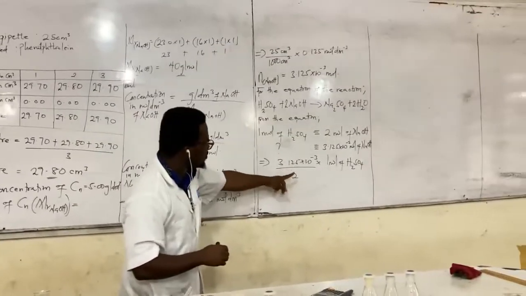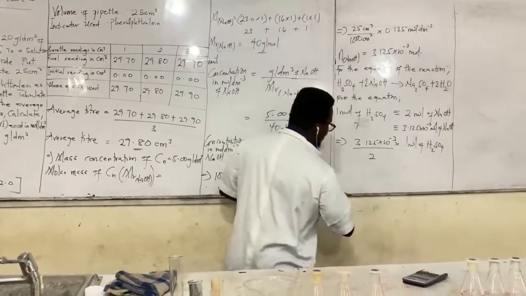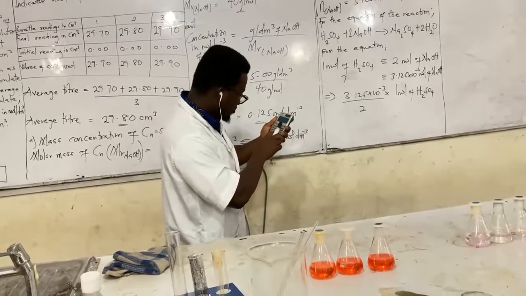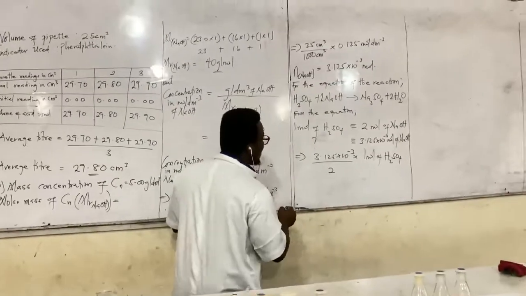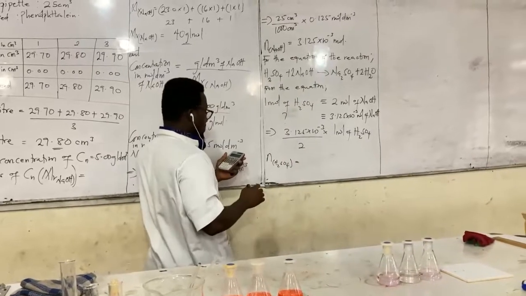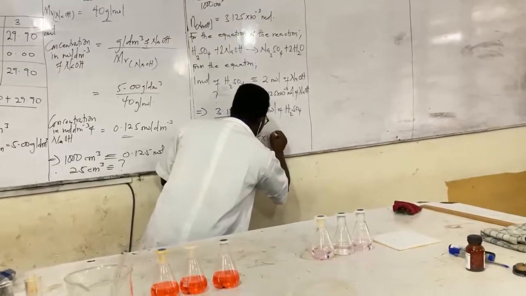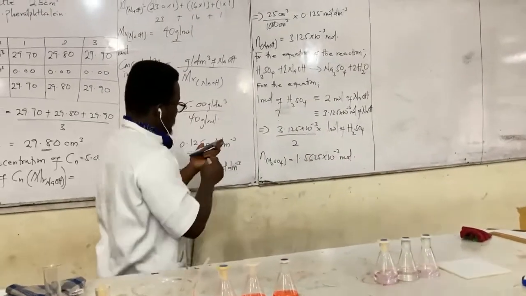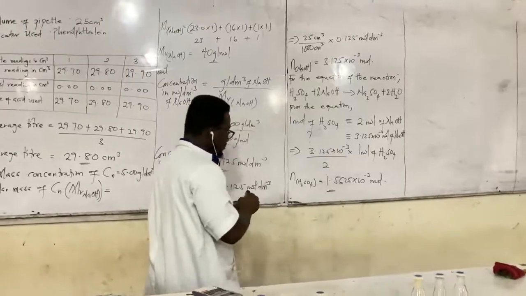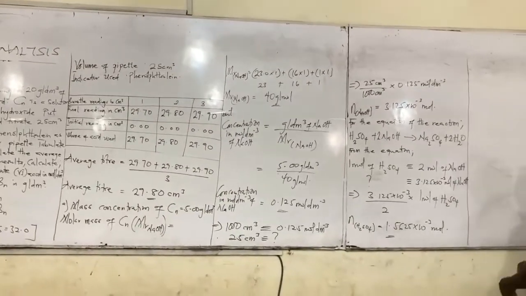So we know 2 moles of that is equal to this. Then what will this one equal to? So at the end, this one divided by 2. So we have moles of the acid will be 1.5625 times 10 to the power negative 3. So that is the moles of the acid reacting. Now we have been able to determine the moles of the acid reacting.